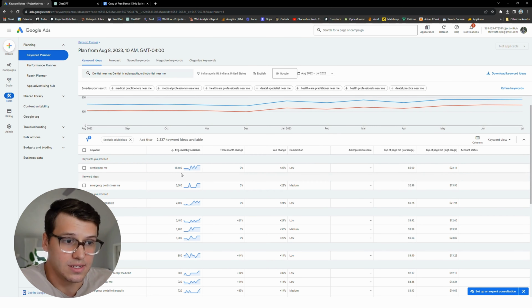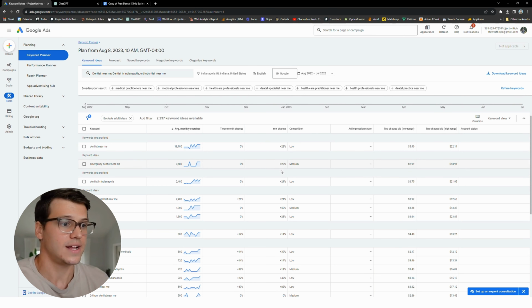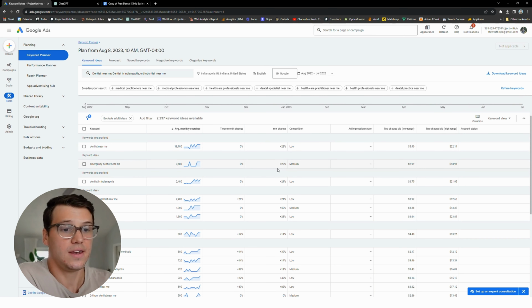And while it's great to see these numbers here, that's not exactly what I'm going to rely on. What's really important to me is the trend data. And so it's great for me to see the year over year change, it's growing. That to me is an indication that the need for my dentist services is growing in my target area.